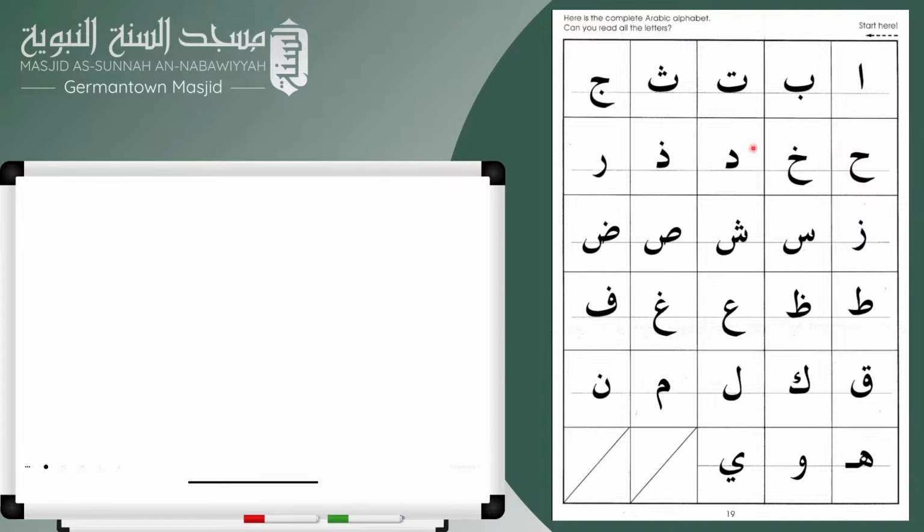Next box, which is third box. Dal, dal, dal. I want you to stretch it out. Dal, that's the name of the letter, dal. Okay. Fourth box. Dhal, dhal, dhal. Like the TH in father. Imagine how you say the TH in father. That is the dhal.